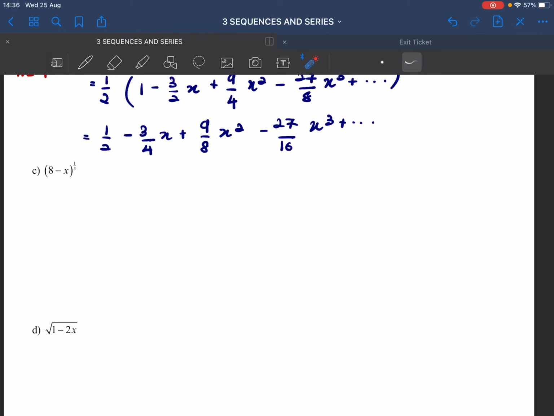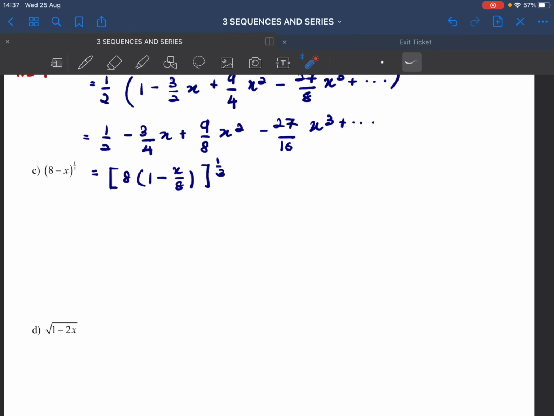So the first thing we have to do is we have to factorize first. So we need to factorize 8. Buat bracket besar. We have 8, 1 minus x over 8 to the power of 1 over 3. Okay, check it back. We have 8 times 1, we will have 8. 8 times x over 8, we will have negative x dekat situ.